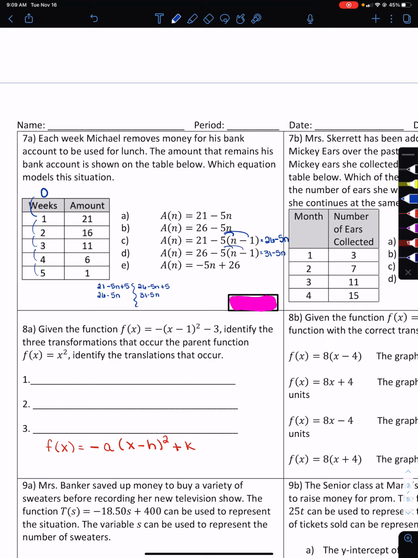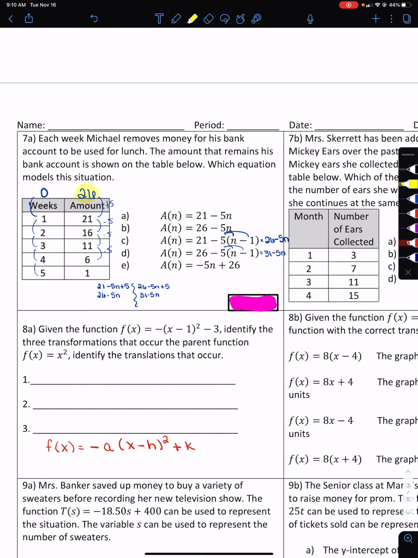So then what was the y value when x was 0? Well, let's see. Each week we were 21 to 16 is minus 5. 16 to 11 is minus 5. 11 to 6 minus 5. So instead of subtracting 5 each time, what I'm going to do is add 5. So that would have given me 26. So at 0 weeks, he had $26 in his bank account. So 26 is the y-intercept. Okay, so that's my constant value.